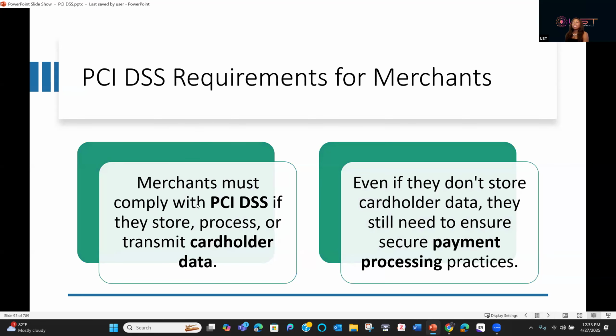Merchants must comply with PCI DSS if they store, process, or transmit cardholder data, even if they don't store cardholder data. That's why, if you hear what I said, even if they do not store it, they still need to ensure secure payment processing practices. And we will see that when it comes to processors, you don't need to store it. But just the fact that you are collecting cardholder information and processing it, you also need to make sure you implement these measures, or the standard put forth by PCI DSS, to be in compliance.